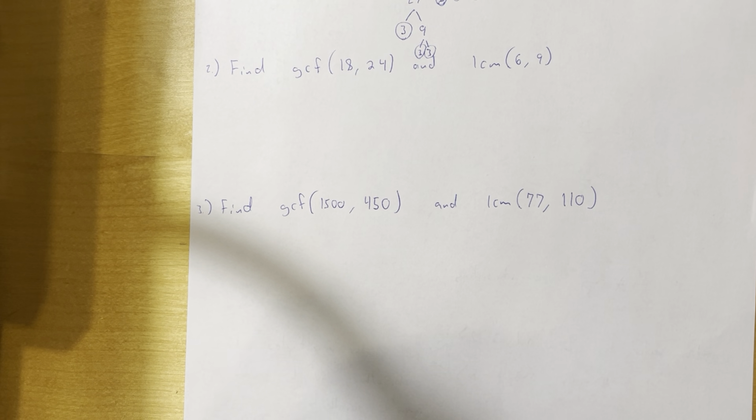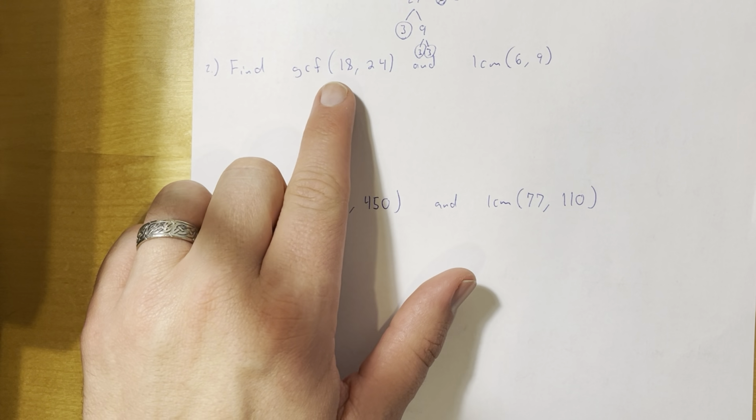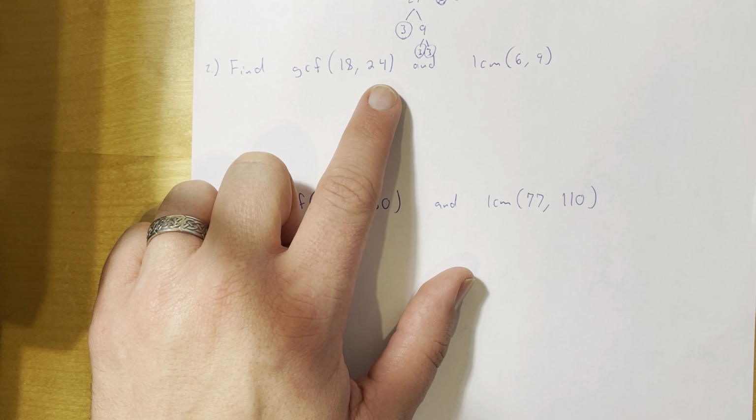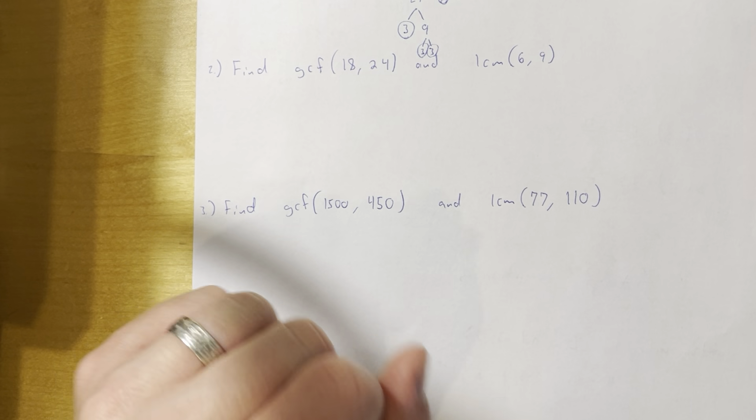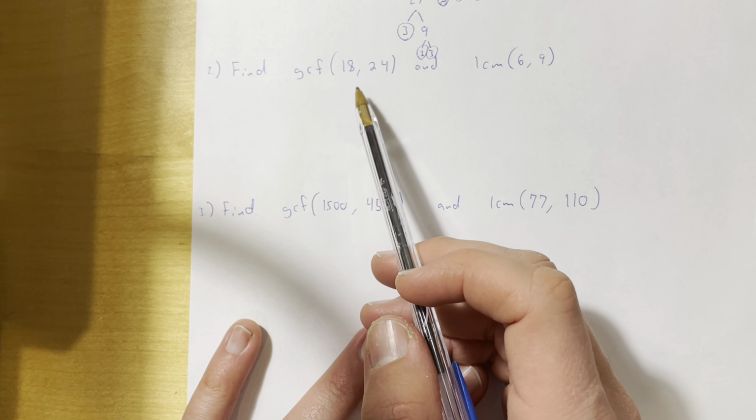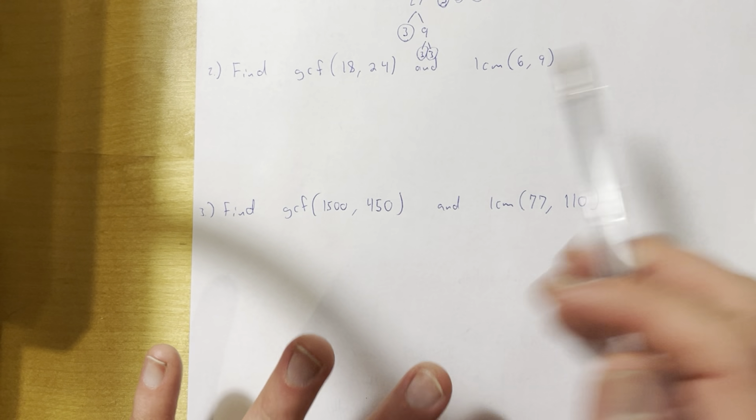Now, the most rudimentary, most fundamental way of doing this is to just list all of the factors of 18, list all of the factors of 24, and then compare them and find the largest one that they have in common. Another technique that works is one that's taught a little bit less frequently than that.